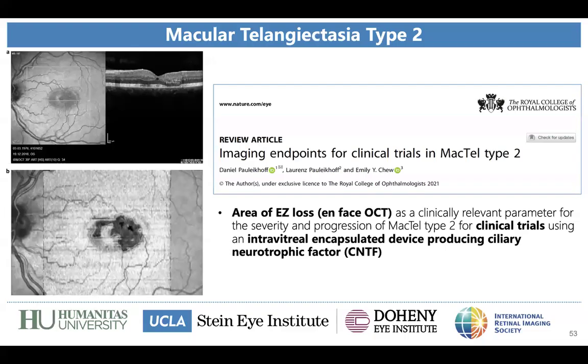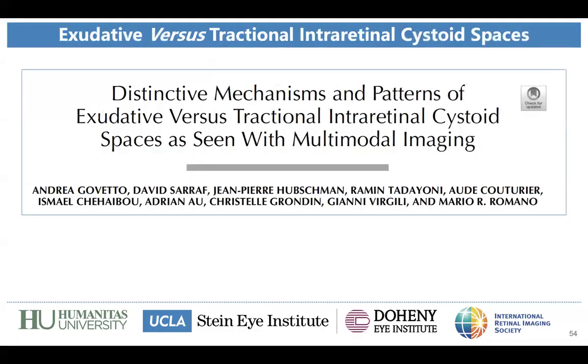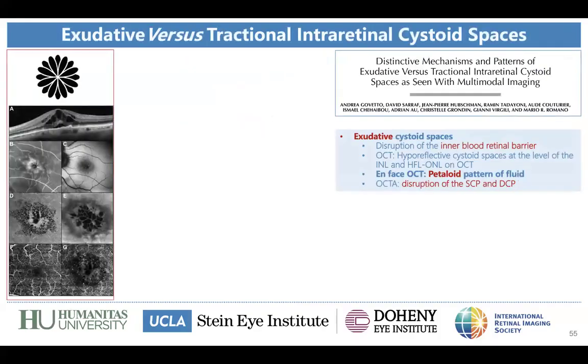As Eduardo was mentioning, the area of ellipsoid zone loss is becoming more and more important in the context of clinical trials as an imaging endpoint. Recently, intravitreal therapies have been approved by the FDA for MacTel, so this will be for sure a very important application. I'd like to conclude this session by showing you this paper that for sure you know. It's about the distinctive mechanism and pattern of intraretinal cystoid spaces with alpha-OCT.